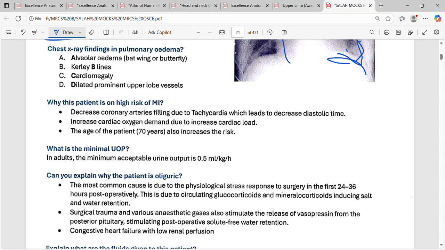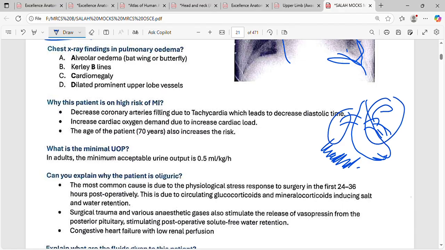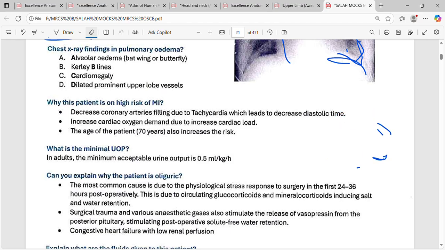So why is this patient at high risk of MI? Decreased coronary artery filling due to tachycardia. You should know that the coronary arteries fill with blood during diastole. So when there is tachycardia, there will be no time for the proper perfusion or filling of these coronary arteries. So automatically there will be ischemia of the heart muscles. So tachycardia can cause MI.